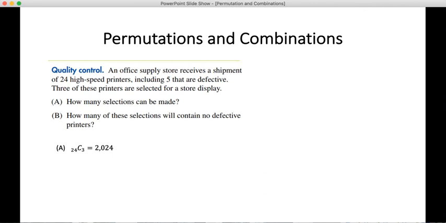Now, what if those selections contain no defective printers? Well, how many printers are not defective? Well, 24 printers is how many we have, and 5 of those are defective. 24 minus 5 is 19. So there are 19 printers that are not defective. We're going to choose 3 from that group that are not defective, and that number is 969.